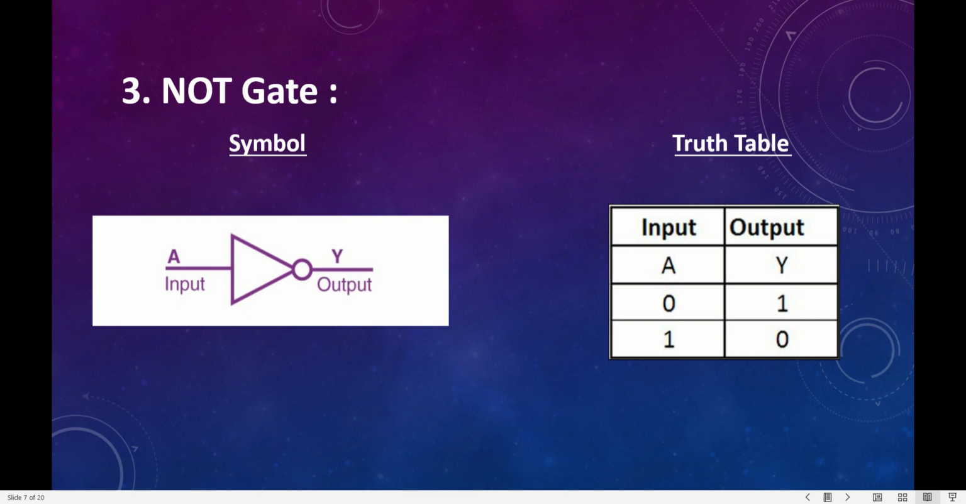The NOT gate is one of the logic gates. It has one input and one output. When the input is 0, the output is showing 1, and when the input is 1, the output is showing 0.